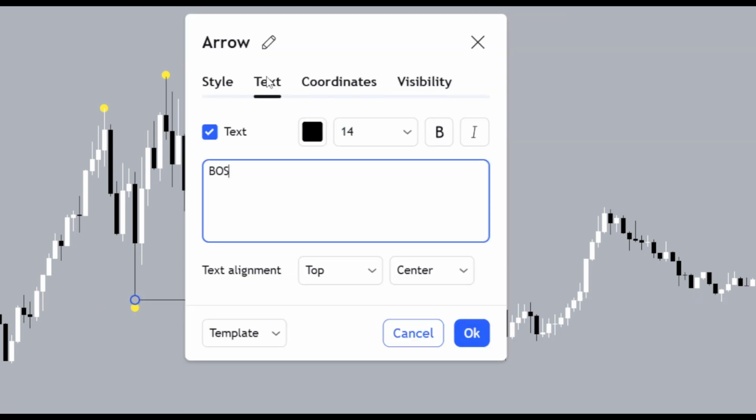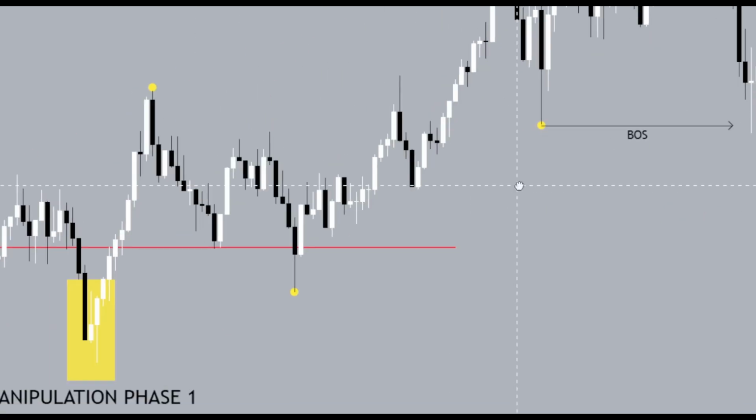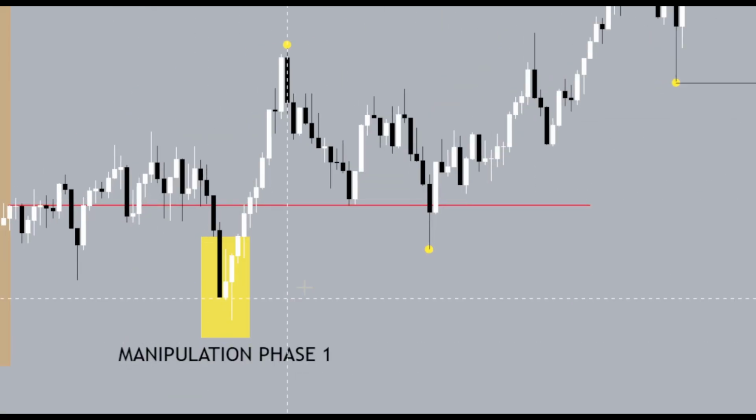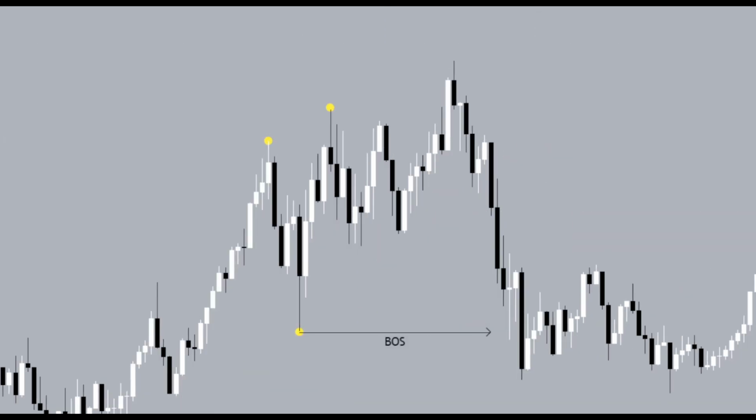BOS. And so from here, what we need to do is understand what the market has done from a liquidity and manipulation standpoint. So yes, we've had an enticement of early sellers. These people get swept out. And now what we have is an enticement of early buyers into the market, or we see buyers that get enticed.